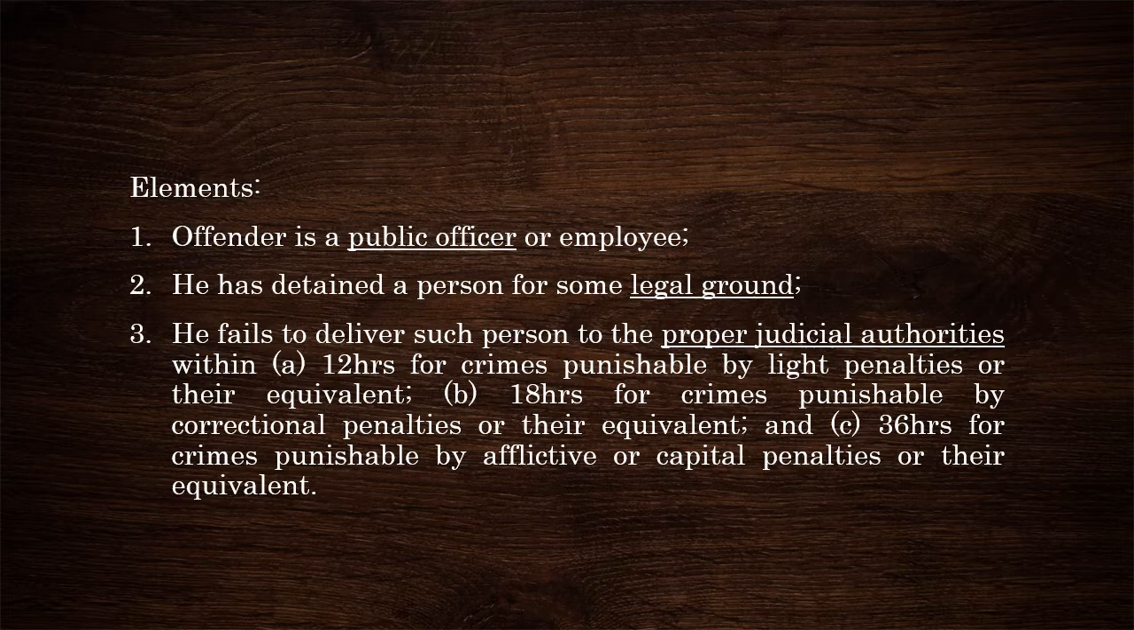So you can notice in element number two that the offender here has detained a person for some legal ground. This is what differentiates Article 125 from Article 124, because in Article 124, the detention is without legal ground. But here in Article 125, the offender detains a person for some legal ground.